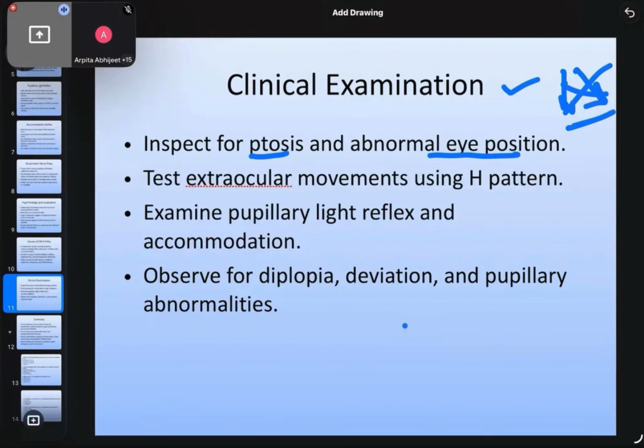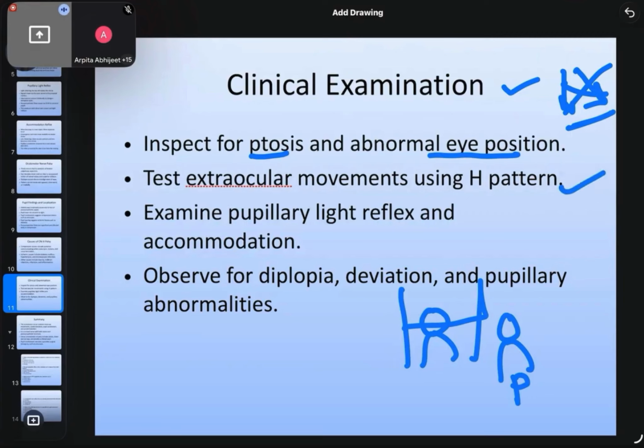Now, what is this H pattern? Let's imagine this is our patient, and this is your physician. Let's write P here. We usually ask the patient to follow the physician's fingers, and then we draw an H and ask the patient to follow. If the patient's muscles are properly innervated and everything is fine, the patient's eyeball movement can be tracked, and this is how the H pattern test works.